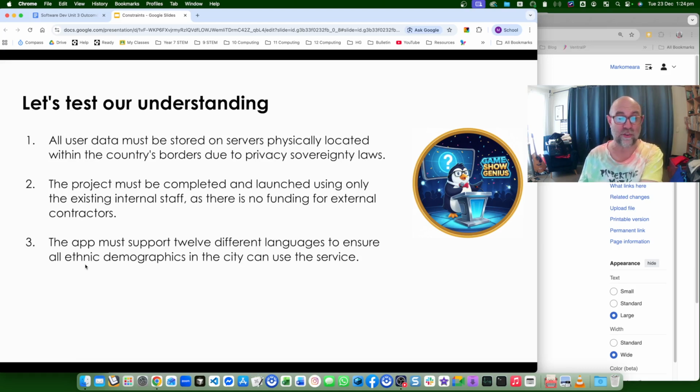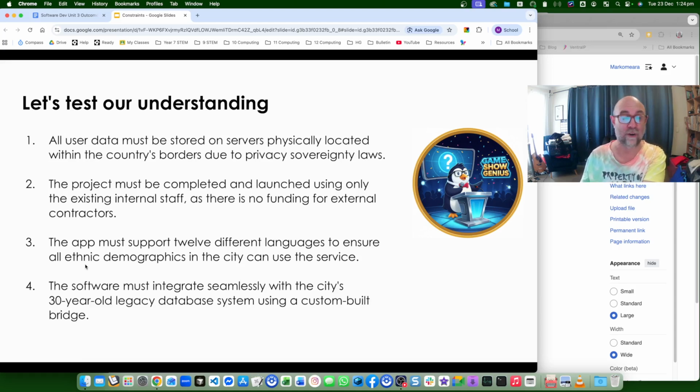The app must support 12 different languages to ensure all ethnic demographics in the city can use the service. So that might be a legal constraint, but I don't think it is in Australia, but it is most certainly a social constraint. It is about what our users are like. And finally, the software must integrate seamlessly with the city's 30-year-old legacy database system using a custom-built bridge. Well, that's a technical constraint.